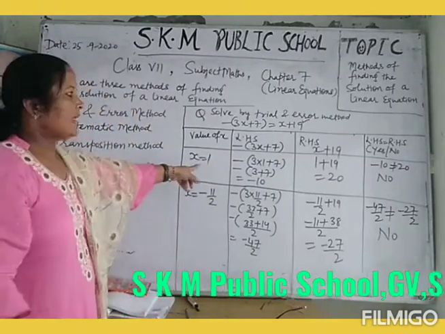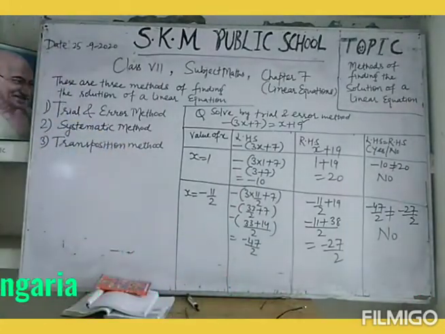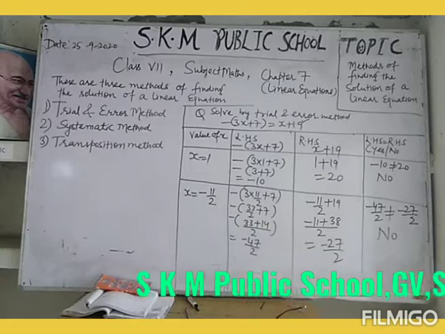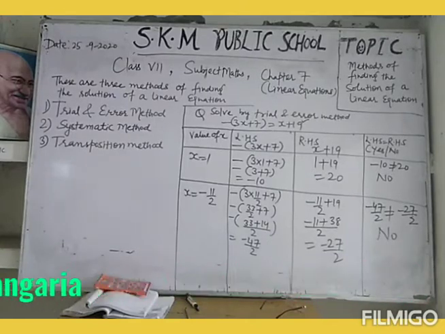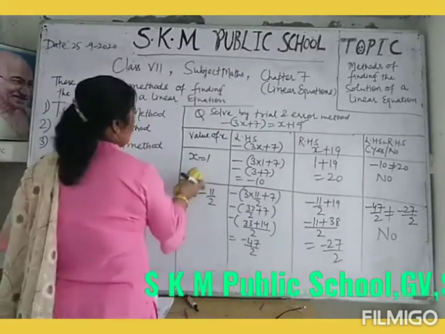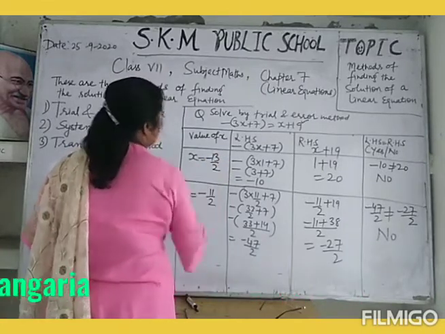I have noted x is equal to 1. Please note down till then. Please note down. Then I will give the value x is equal to minus 13 upon 2. Minus 13 upon 2, so note down this one. Now I am giving the value x is minus 13 upon 2.